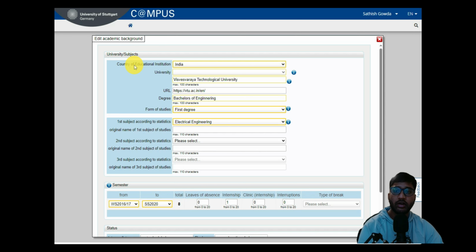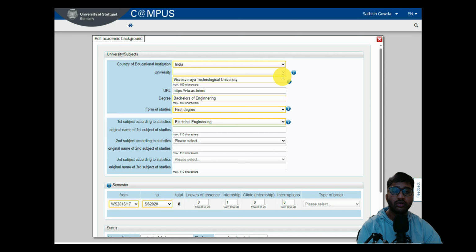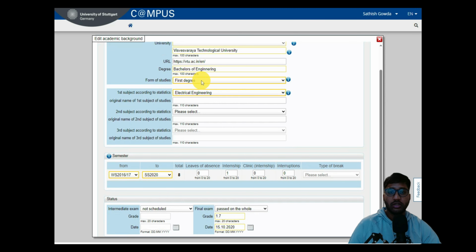Here the country of education where you did your first university will be India. As soon as you click on India, there are some universities that you can select. If you don't see your university in the drop down, then please mention it below, because our university was also not in the drop down, and that's the reason I mentioned Visvesvaraya Technological University. You need to give the official website of your university. The degree name which I did was Bachelor of Engineering, and it is my first degree.